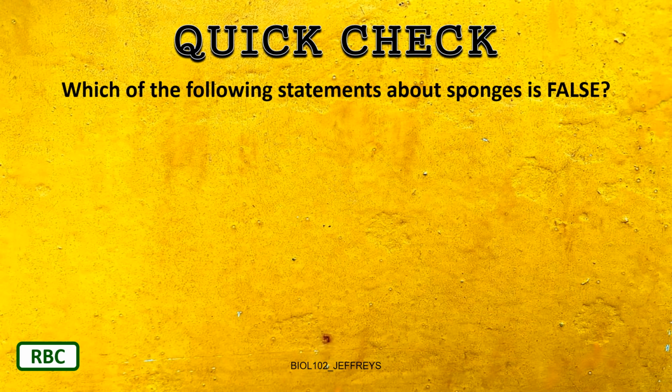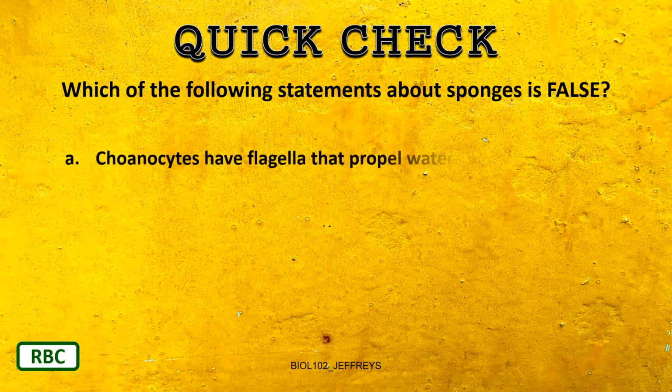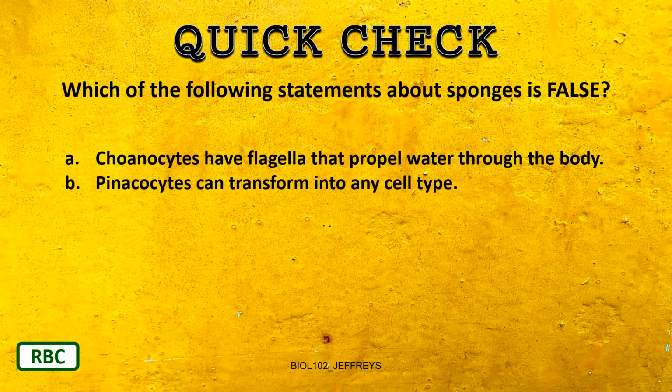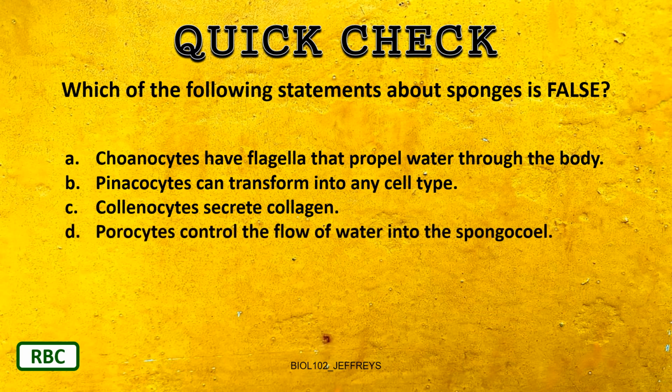And a quick check. Which of the following statements about sponges is false? Your choices. Choanocytes have flagella that propel water through the body of the sponge. Pinacocytes can transform into any cell. Collenocytes secrete collagen. Porocytes control the flow of water into the spongiocele.